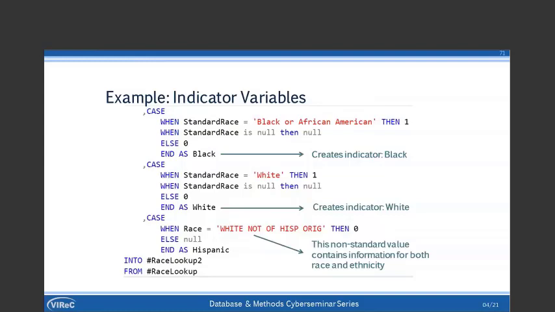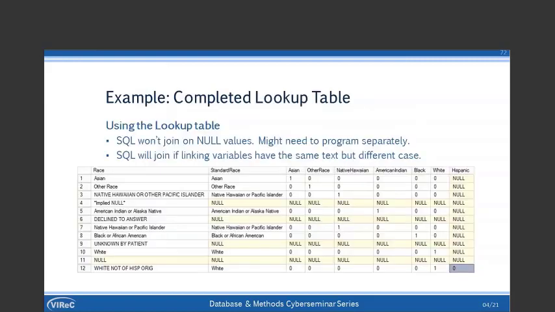I would like to note, in addition to creating these indicators for each race, I'm making sure that if the value for race is null, that my indicator is also null in this example. And I also decided I'm going to create an indicator for this variable that has information on race and ethnicity. So this is what my final table looks like. I can print this out.